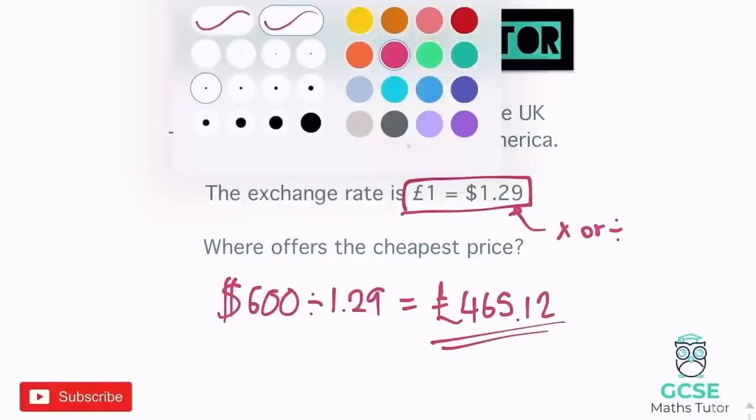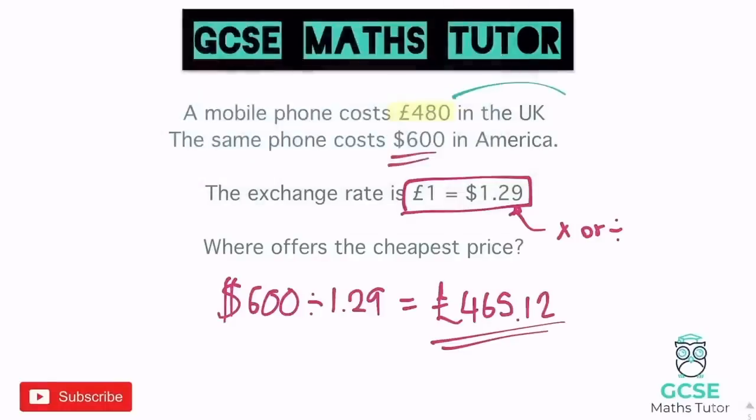Obviously there is another way of doing this. We could convert them both into dollars. So instead of doing that, what I could do is times this number here by 1.29, and 480 times 1.29, if again we work that out on the calculator, gives us an answer of, in dollars, $619.20. And again, that's more than $600, so again we would state that it's cheaper in America.